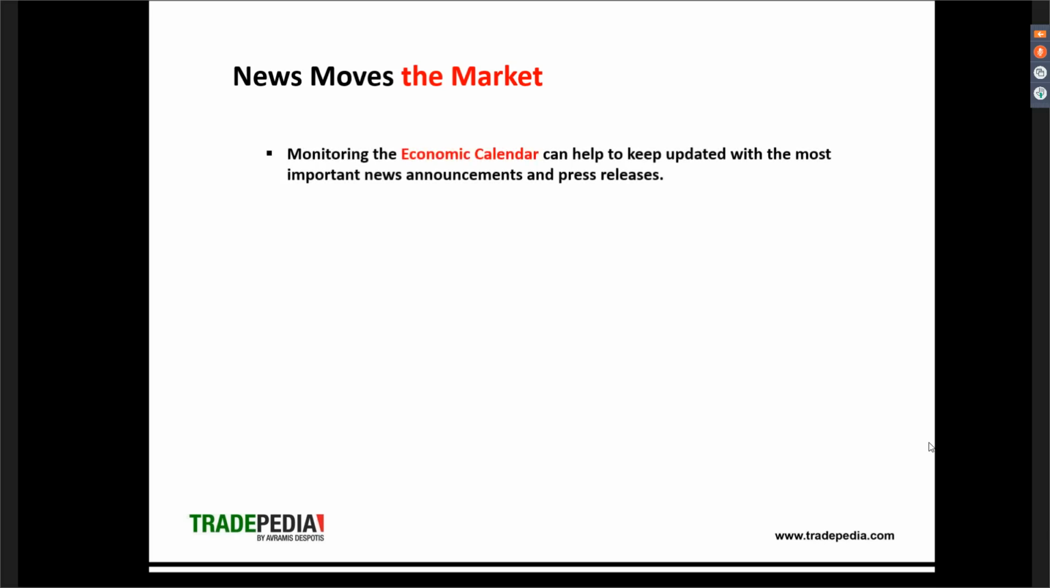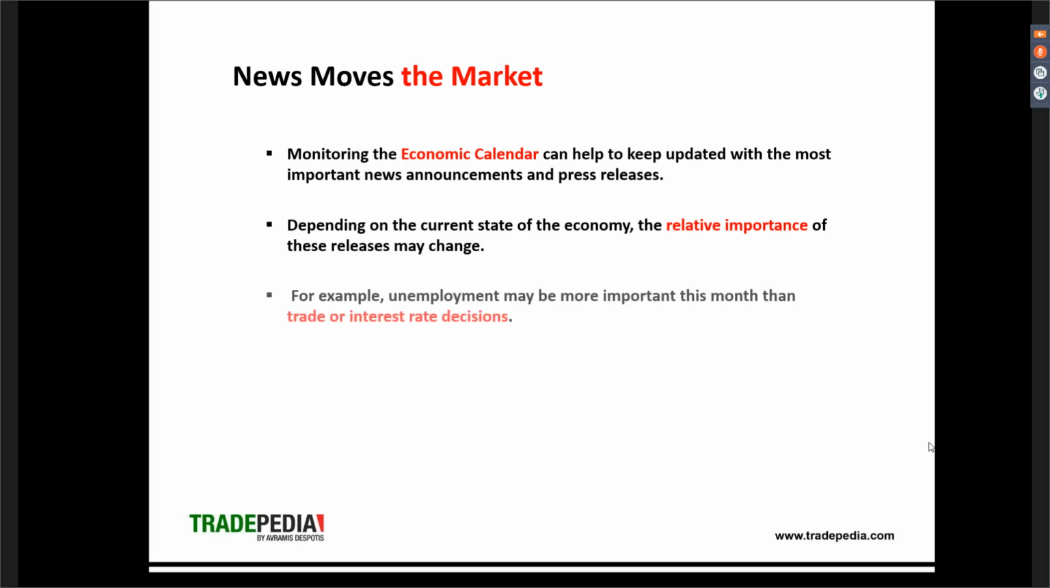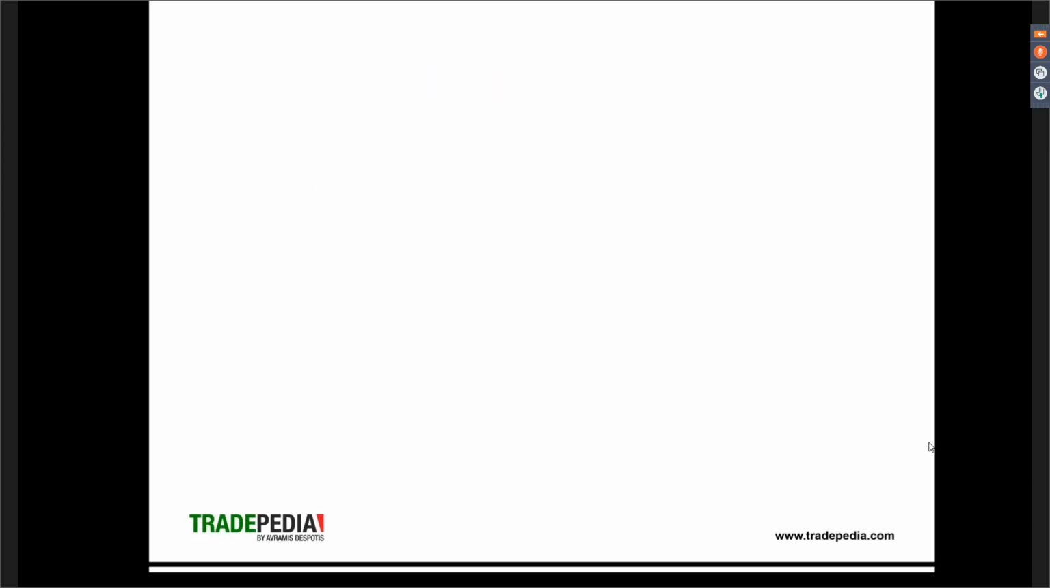Monitoring the economic calendar can help keep up to date with what the major announcements of the week are. Now, depending on the current state of the economy and the financial environment we find ourselves in, the relative importance of these releases may change from month to month. For example, unemployment this month may be more important than trade or interest rate decision, even though interest rate decision is seen as an important long-term indicator. Maybe the market is not focusing on the interest rate decision this month because there's no expectation of anything changing. So it depends. It's important to keep on top of what the market is focusing on at the moment.